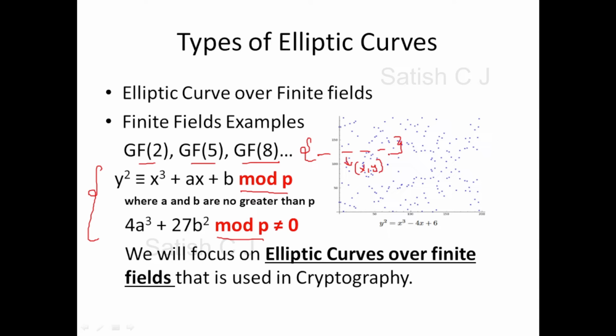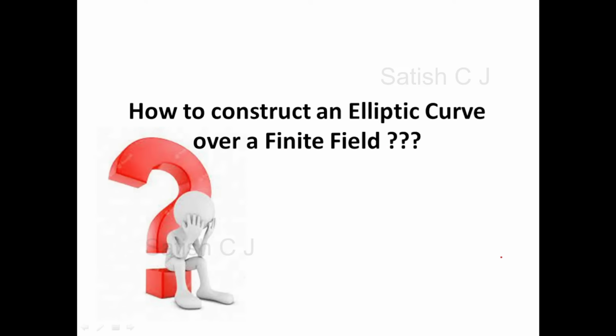So this is an elliptic curve constructed over a finite field. I know it may be confusing at this point, but we'll look in depth at how to construct an elliptic curve over a finite field, and we'll also learn its properties. Finally, we'll see how to use this elliptic curve in elliptic curve cryptography for encryption and decryption. So let us see how to construct an elliptic curve over a finite field to get a better understanding of this concept.